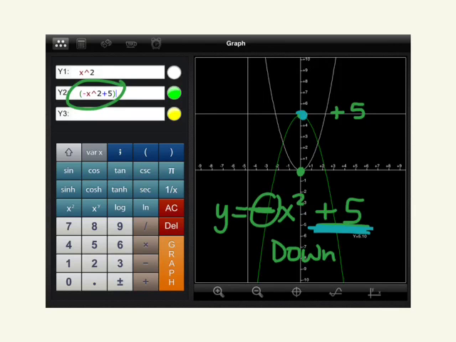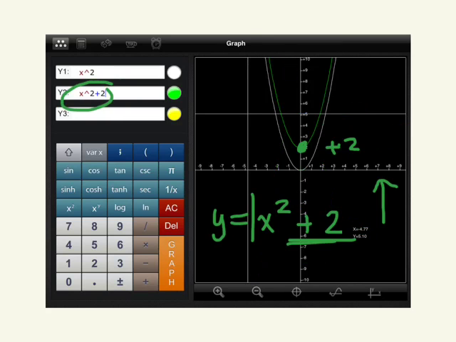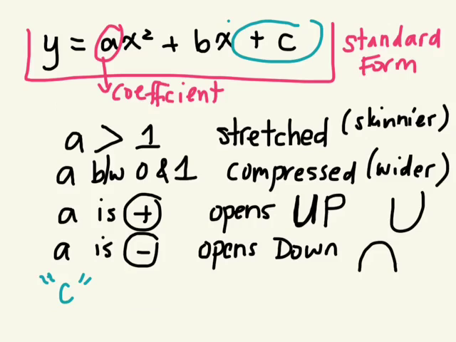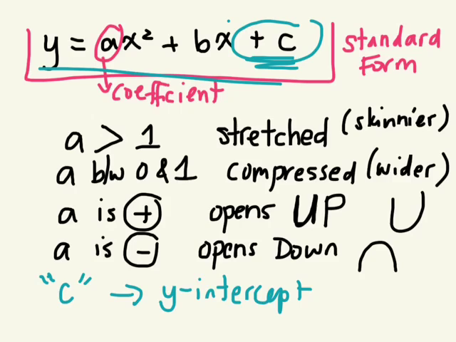The parabola shifted up, and where is this point located? What's the coordinate of this point? 0, 5. What is this referred to as on a graph? The y-intercept, right? Here we had plus 2, so we know that the y-intercept is 2. That c value represents the y-intercept of the graph when it's written in this form, okay? When it's written in standard form.